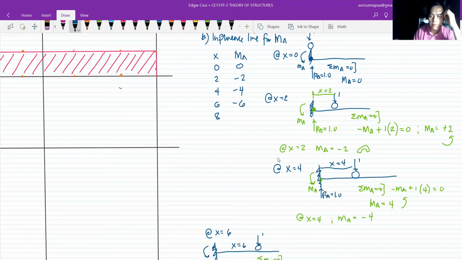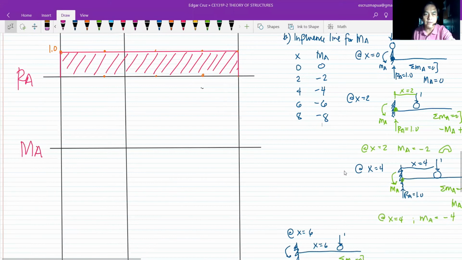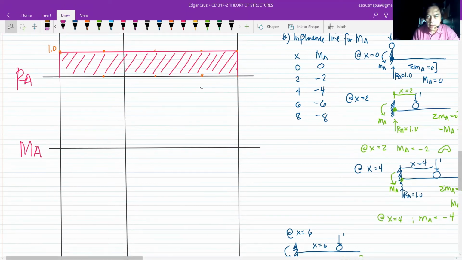And if it will be at x equals 8, most likely this would be negative 8 also. No, hindi ko napakita yung at x equals 8, the moment at A would be negative 8. Okay, so if we will go into draw the influence line for MA, it would be 0 at x equals 0. Dapat at x equals 2, it's negative 2. Negative 2, tapos negative 4, tapos negative 6, tapos negative 8. So most likely the influence line for MA would be something like this. Okay.